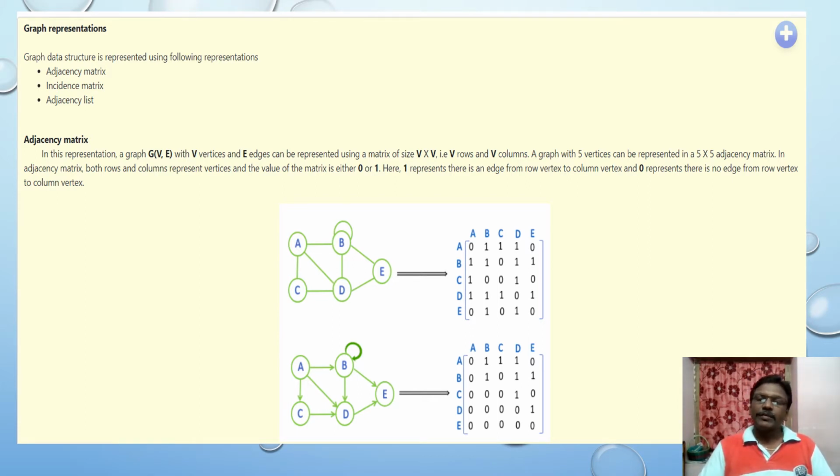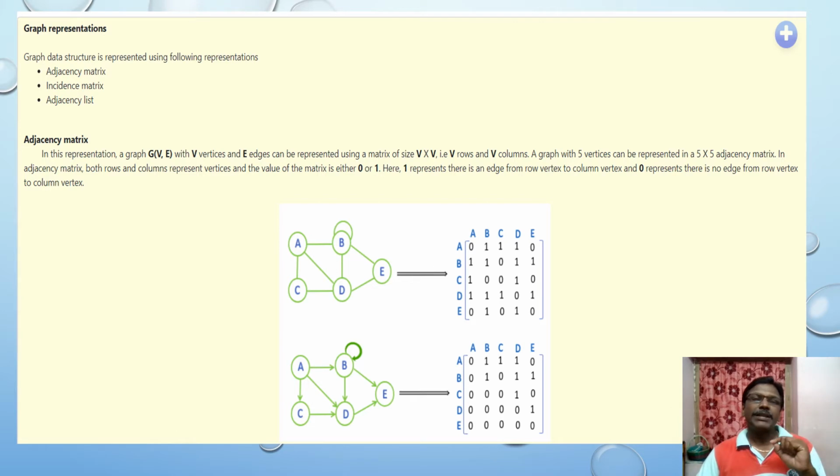Graph representation means that generally the graph is represented in three main types. The graph data structure is represented using the following representations: the adjacency matrix, incidence matrix, and adjacency list. These are the three main types of representation in a graph. The first one is the adjacency matrix.